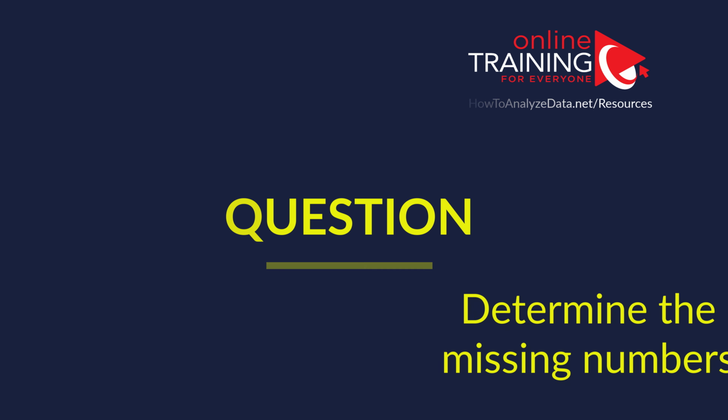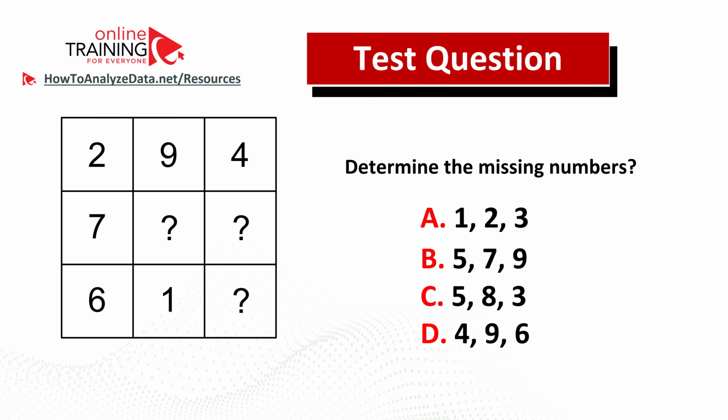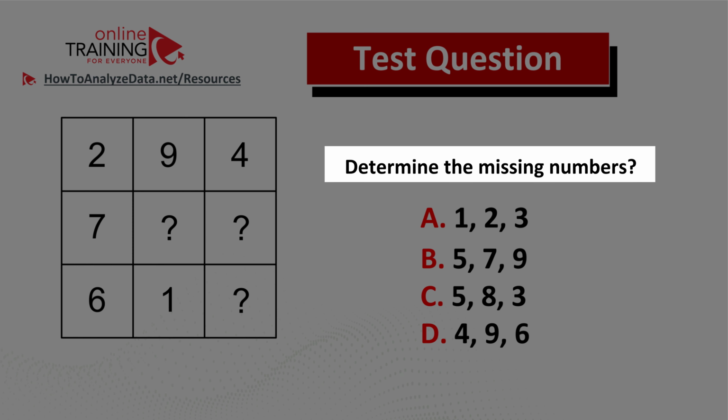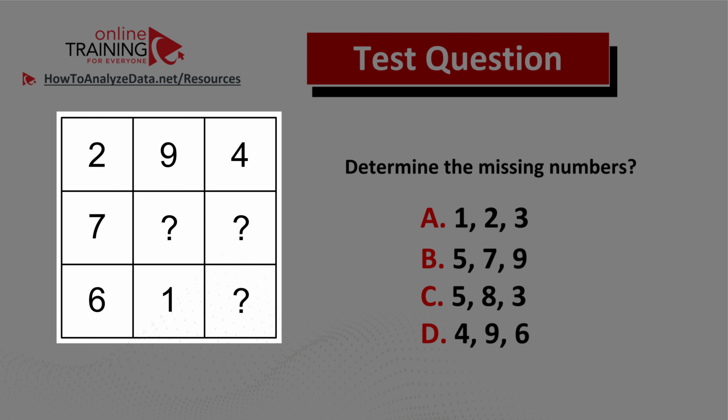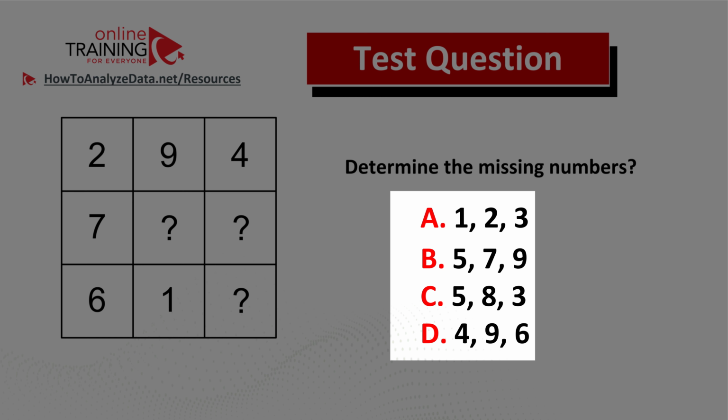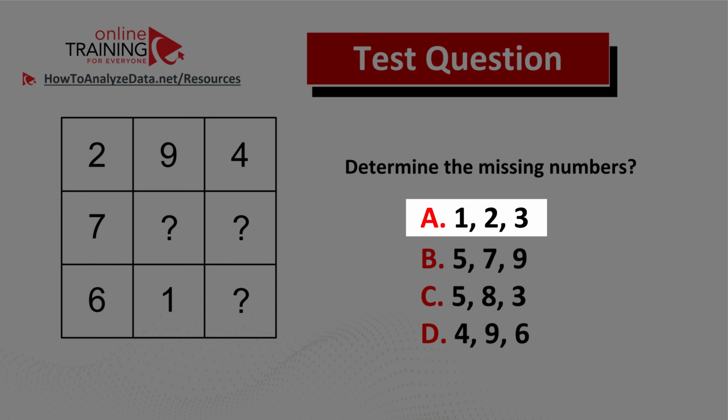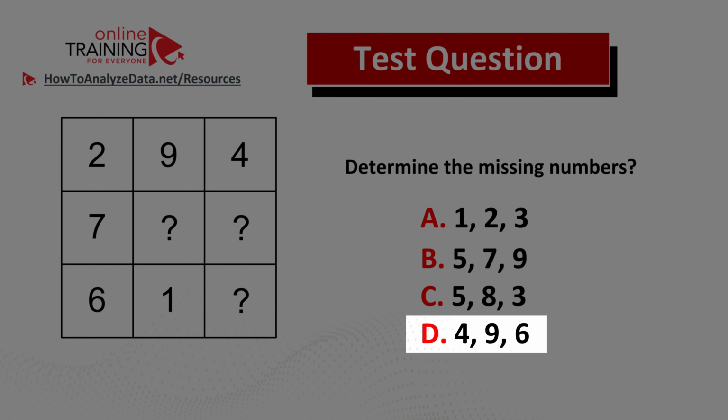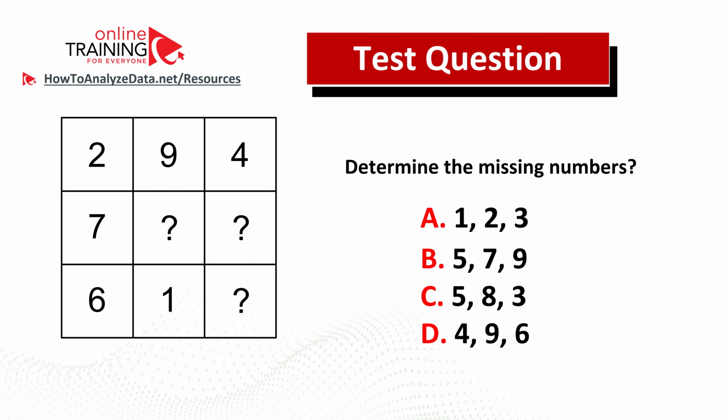Here's the tricky question from the real test. But somehow I have a feeling that you might come up with the answer. Determine the missing numbers, and you have a square which has 9 numbers, and 3 out of 9 numbers are missing. And you have 4 different choices. Choice A, 1, 2, 3. Choice B, 5, 7, 9. Choice C, 5, 8, 3. And choice D, 4, 9, and 6. Do you think you know the answer? Now might be the right time to pause this video to see if you can come up with the answer on your own.